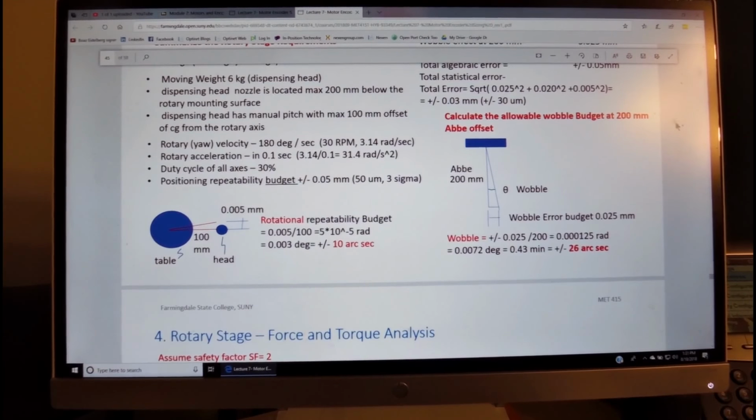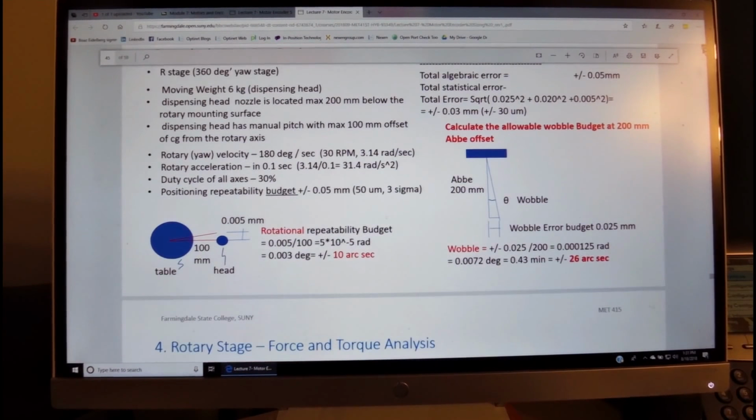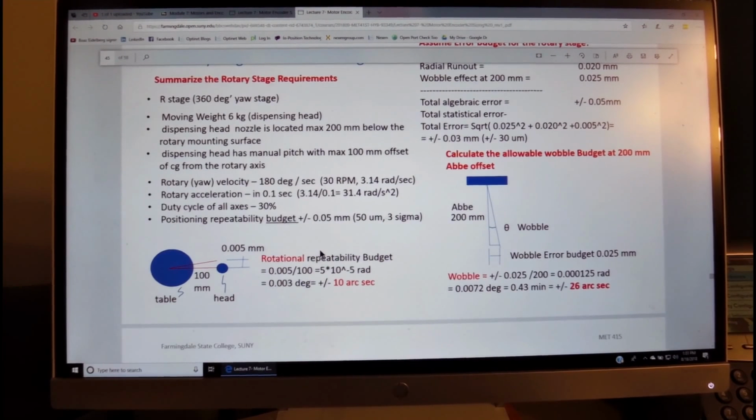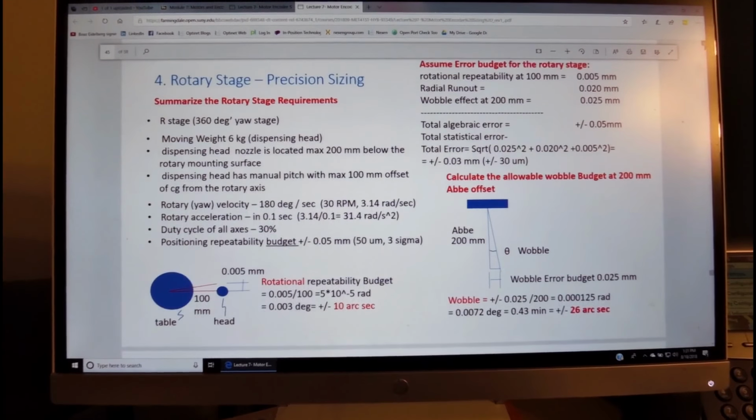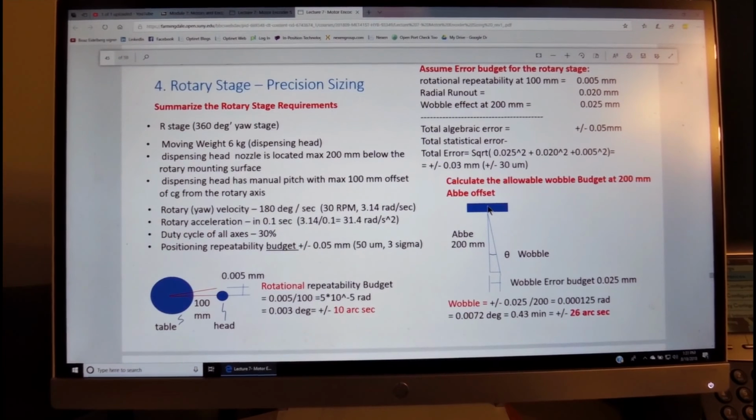Coming down on the analysis, we see over here that not only does each one of the components have to be budgeted, but for the rotary, for example, we have to realize that there are several contributions. We have the Abbe offset, which with the wobble will cause an error, and we have to budget it.